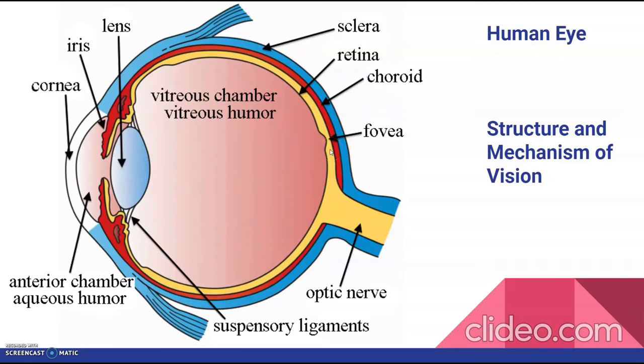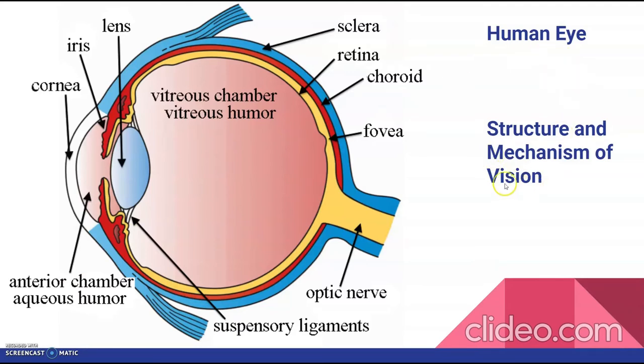The space between the cornea and the lens is called the aqueous chamber. This is the aqueous chamber, and it contains a thin watery fluid called aqueous humor. The space between the lens and the retina is called the vitreous chamber, and it is filled with a transparent gel called the vitreous humor.